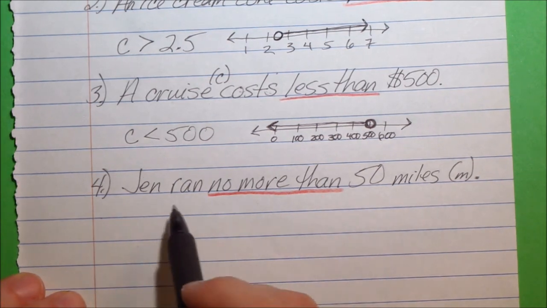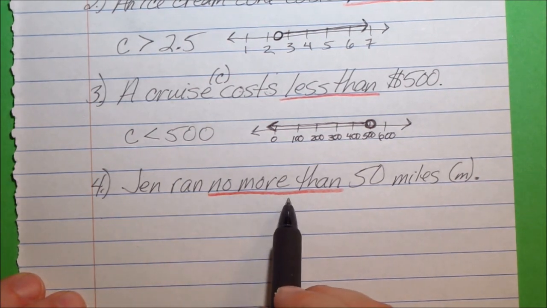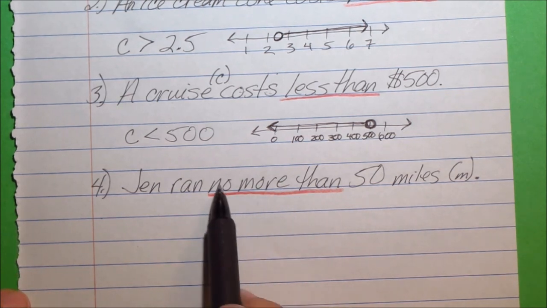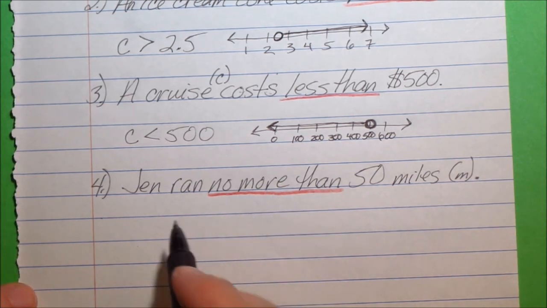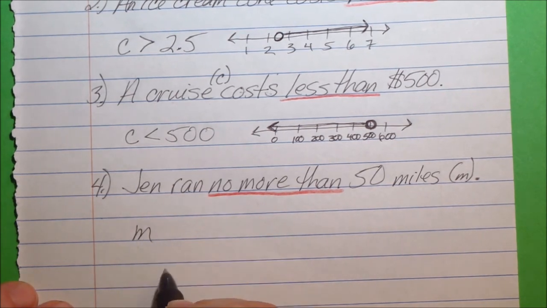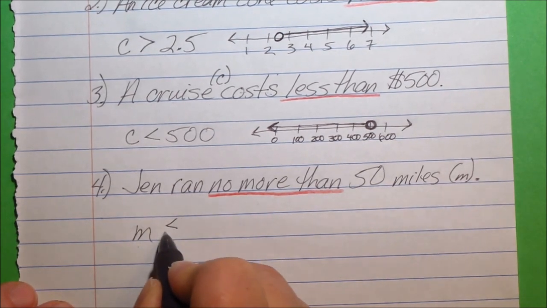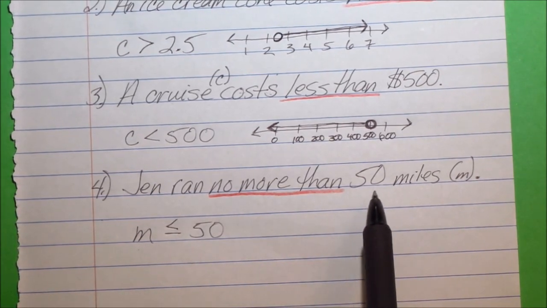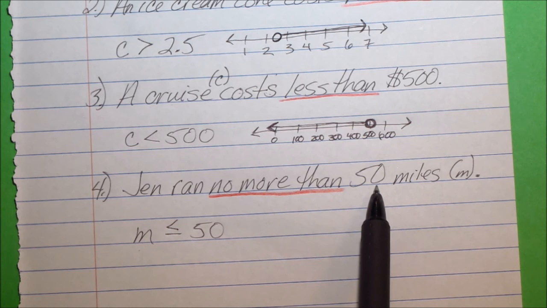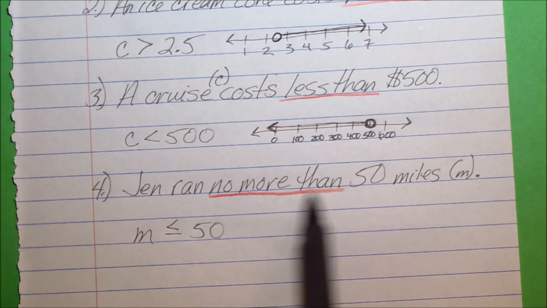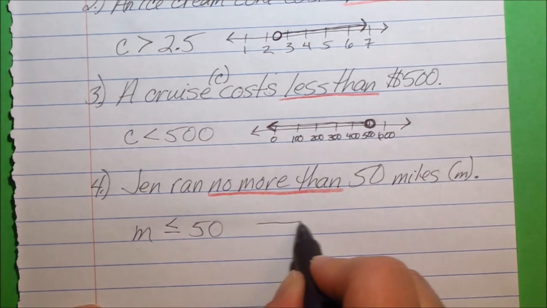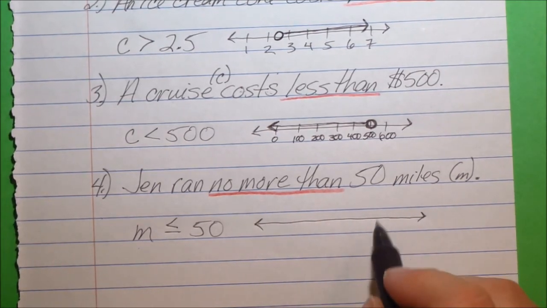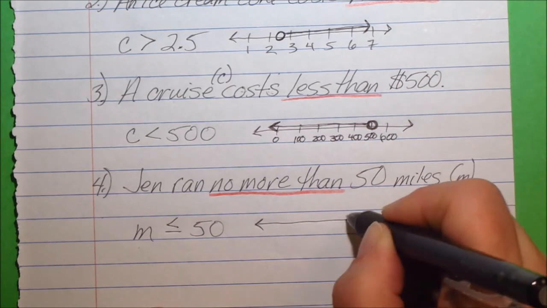So look back at your notes and see, wait, did we put no more than? Yeah, we did. What should the words no more than be telling you? It should tell you that the miles that she ran are less than or equal to 50. She didn't run any more than 50 miles, so it could be 50 miles or anything less that she did run.